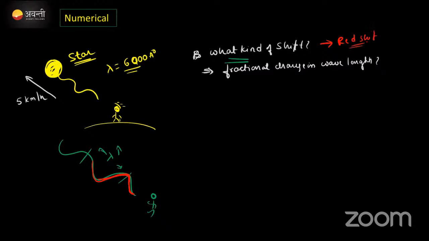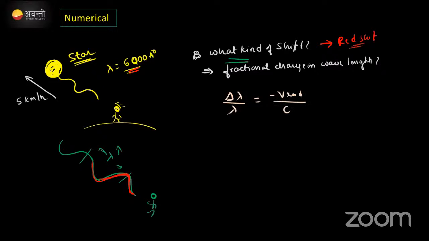Okay, red shift is happening, which means the wavelength is changing: how much it was before and how much it has shifted. Compared to the original, how much is it changing? A small amount of change will occur. How much, we need to calculate. To calculate this we have a standard equation: the fractional change in wavelength, change in wavelength by original wavelength, is equal to minus v radial by speed of light.